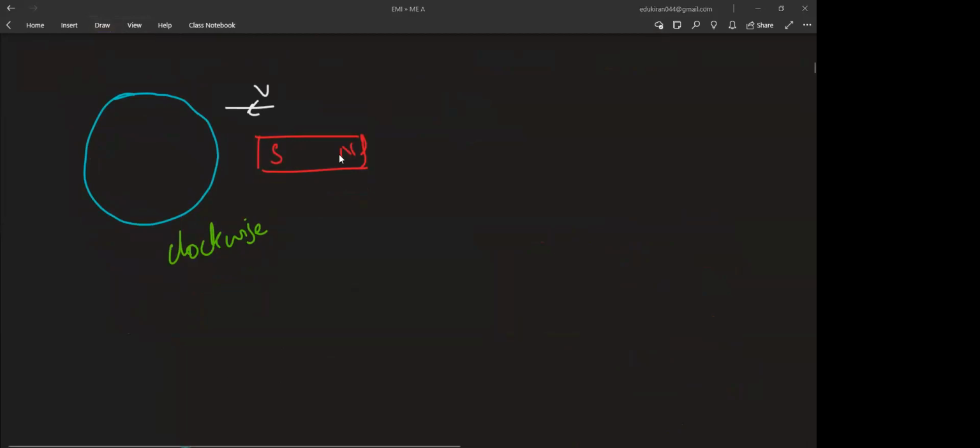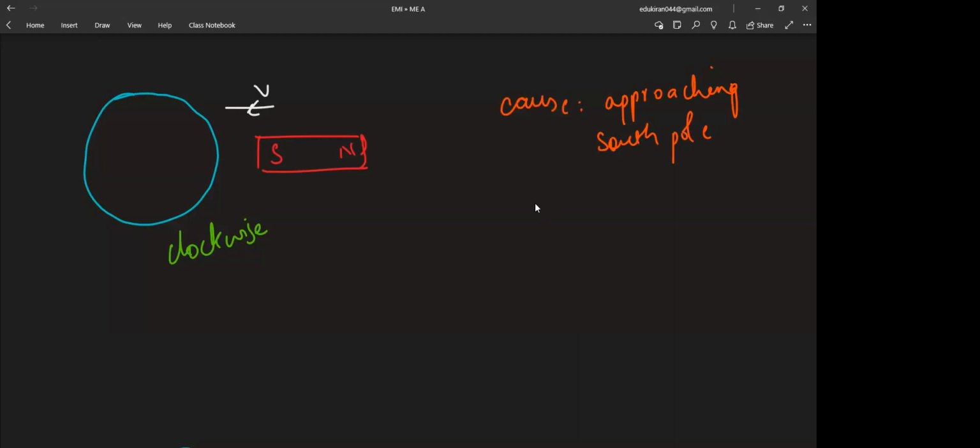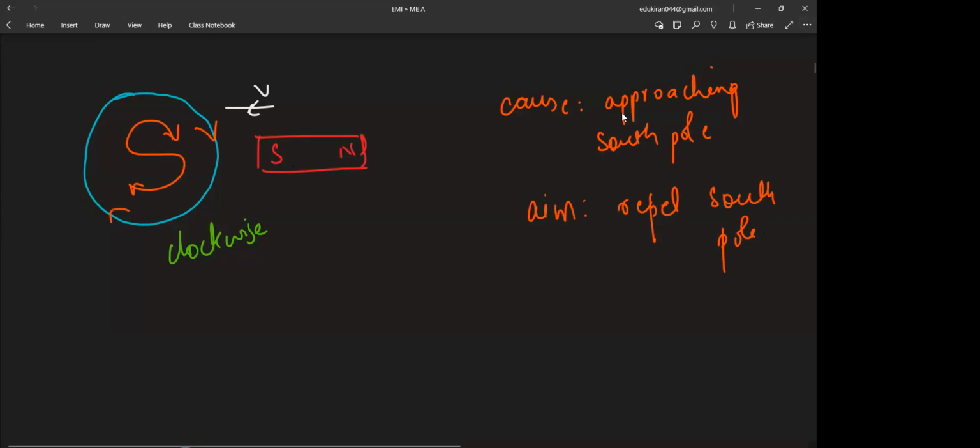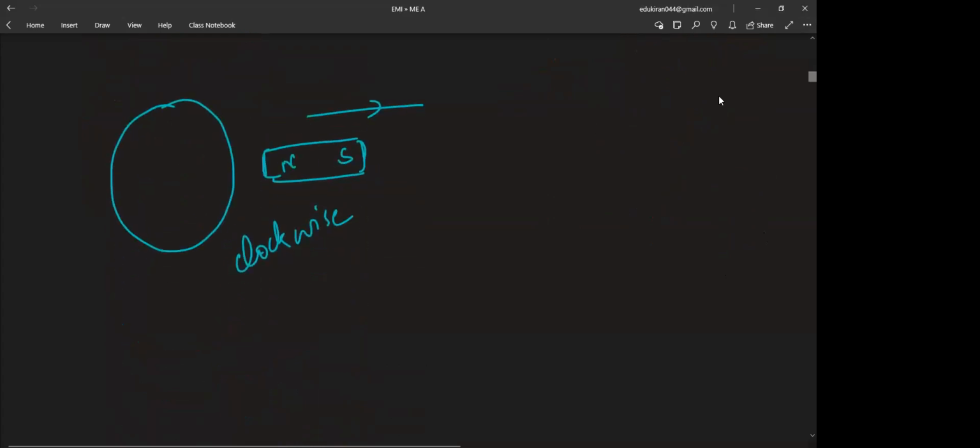See the next example here, south polarity is coming. So the cause will be the approaching south pole. Now, in order to repel the south pole, south polarity will be developed in the coil like this. So the aim was to repel the south pole. If south polarity is developed, the direction of induced current is clockwise. So this way you will be getting figures where you have to figure out the directions.